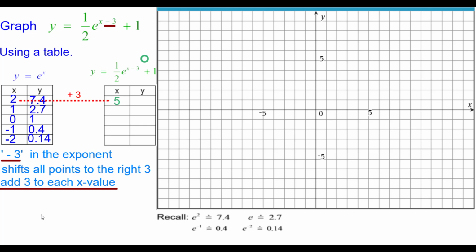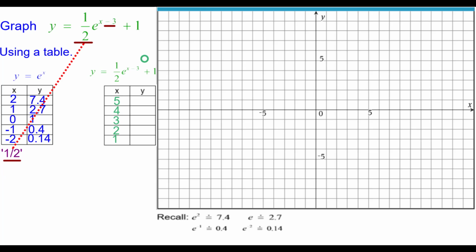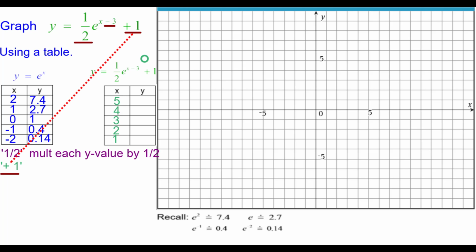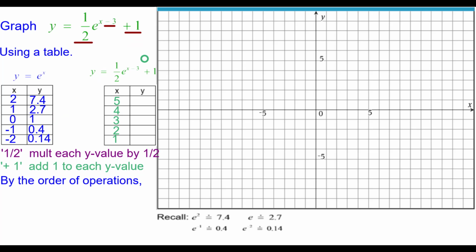Press pause to do so. Resume when you're ready. And so just adding 3, we get those values. Please press pause if I'm going too quickly anytime. The 1/2 multiplies each y value by 1/2, and the plus 1 adds 1 to each y value. So which one do you do first? Well, by the order of operations, we would multiply first and then add. And that's exactly what we're going to do.